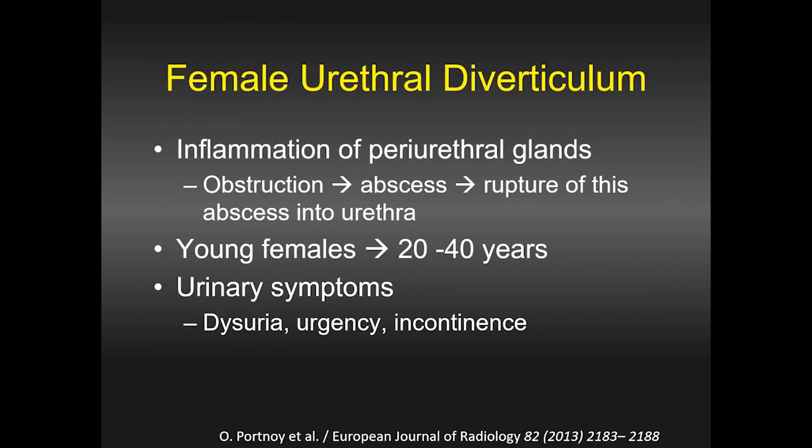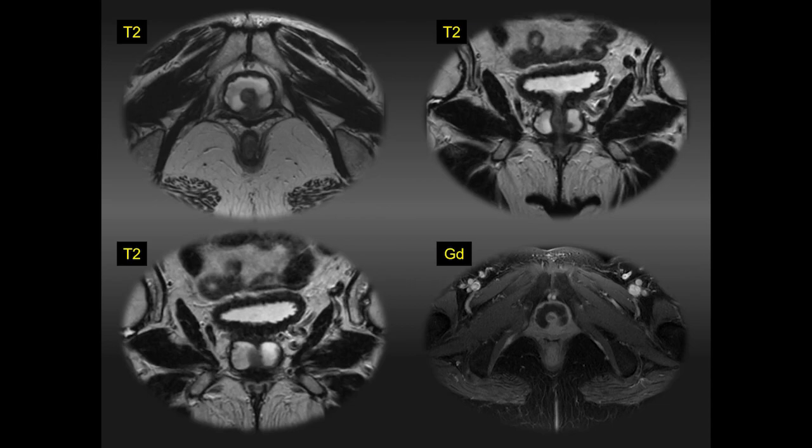The common condition that we can diagnose very easily with MR in this region is a female urethral diverticulum. This typically arises because of inflammation of periurethral glands. These glands get obstructed, they can lead to abscesses, and then rupture of this abscess into the urethra is what ultimately leads to the formation of a diverticulum. It's typically seen in younger patients, and patients usually present with dysuria, urgency, or incontinence. And this is the typical appearance.